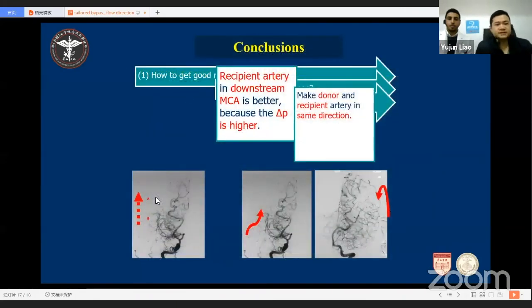So this is our conclusion on how to get a good result during the STA-MCA bypass. The first one is where to bypass. Our conclusion is that a recipient artery in the downstream of MCA blood flow is better for anastomosis because it can provide a larger delta pressure. And the second question is how to perform the anastomosis. Our conclusion is that we try to make the donor artery and the recipient artery in the same direction. So this is our conclusion of this topic.